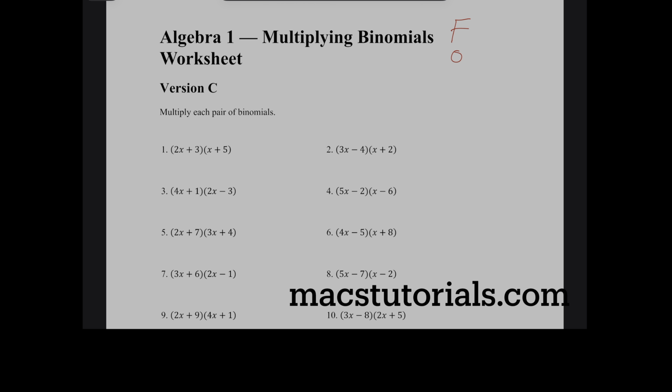Foiling, F-O-I-L, which stands for first, outer, inner, and last. Okay? I'll show you what that means and make sure you understand that that's what the acronym means, because you'll hear, "Hey, FOIL this," and you need to know what that means. That's what it means.